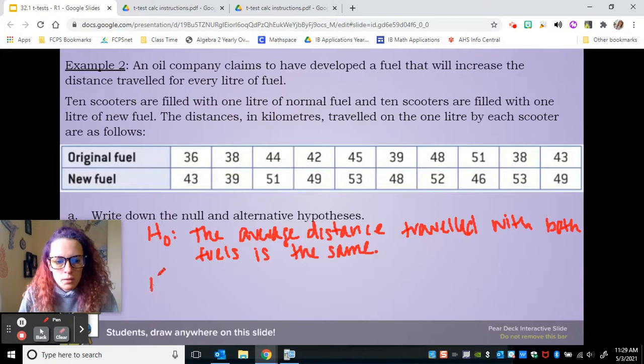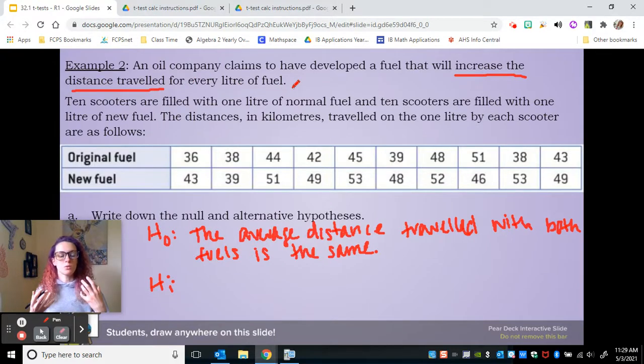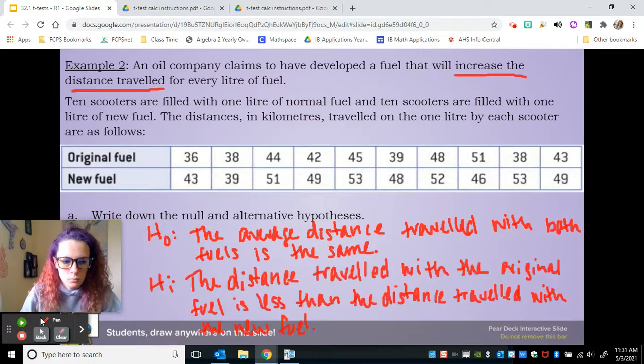For my alternative hypothesis, I want to go back and read the first sentence. An oil company claims to have developed a fuel that will increase the distance traveled for every liter of fuel. So they're claiming that this new fuel is going to allow you to travel a greater distance. So instead of saying just that the two means are not equal to each other, they're making a specific claim here that this new fuel will allow a greater distance traveled than the original fuel. So that's what I have to say in my alternative hypothesis.